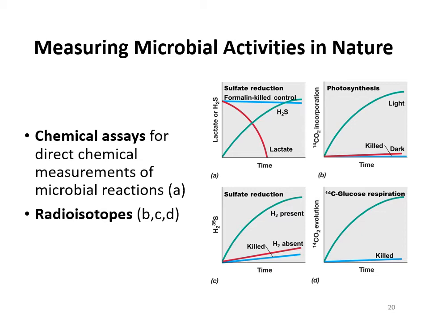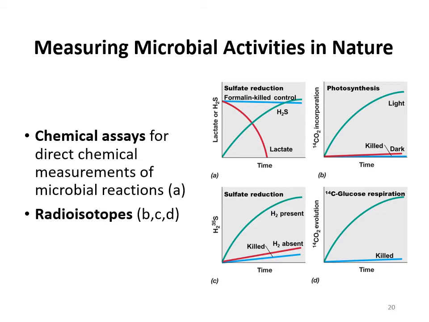Okay, and as that's getting used up, you have that reduction product of H2S building up. So that kind of gives you an idea where those curves are. Did the lactate get used up very early on? That gives you an idea of how much activity you actually have in that microbial community. Alternatives can also be using radioisotopes.